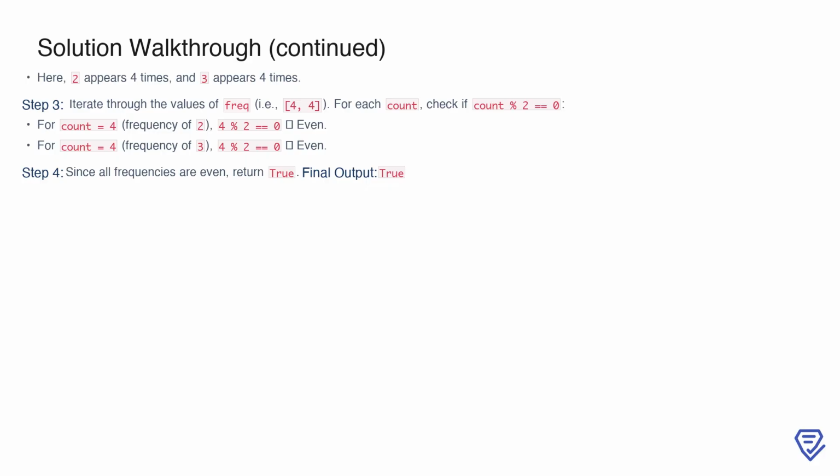For count equals 4, the frequency of 2, the modulus operation confirms that it is even. Similarly, for count equals 4, the frequency of 3, the result is also even. Since all frequencies are even, the function determines that it is possible to divide the array into equal pairs. Therefore, the function returns true, and the final output is true.